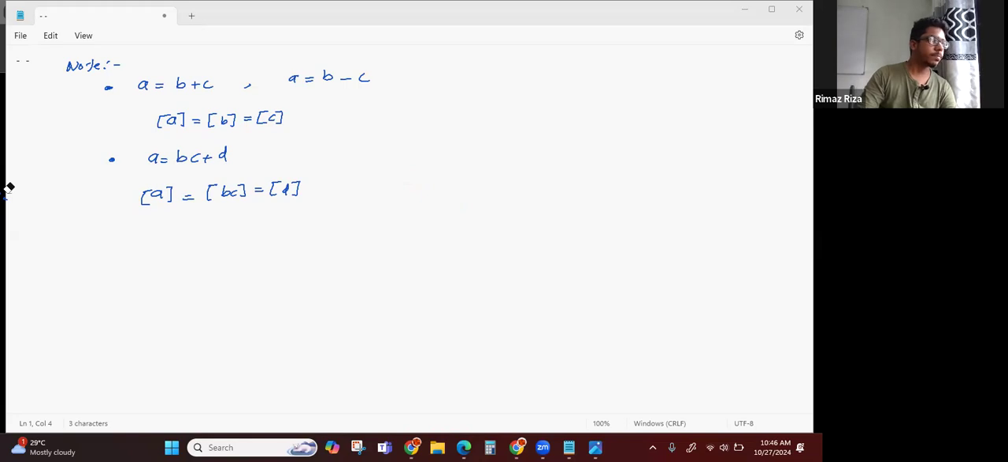And the next point, if A equals B plus C over D, then the dimension of A must equal the dimension of B, which must equal the dimension of C divided by D, right? If there's anything you don't understand, please ask, okay?